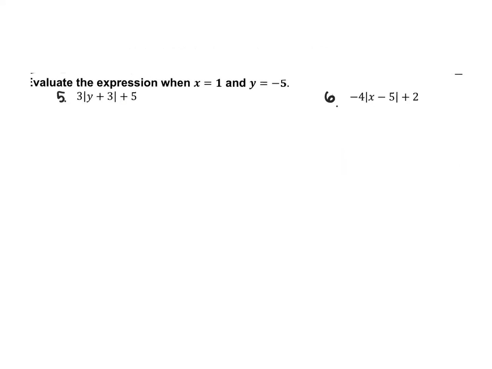All right, so we have 2 more. Number 5, we have 3 times the absolute value of y plus 3 plus 5. And again, we're going to plug in these values. So we're saying y is equal to negative 5. So I'm just going to write 3 times, and then y is negative 5, and then I have plus 3, and then I've got this plus 5 at the end. All right, so for this, remember, we have to start inside the absolute value symbols to simplify first. So I'm going to take negative 5 plus 3, and that's going to give me negative 2. I've got the absolute value, and I have 3, and then plus 5.